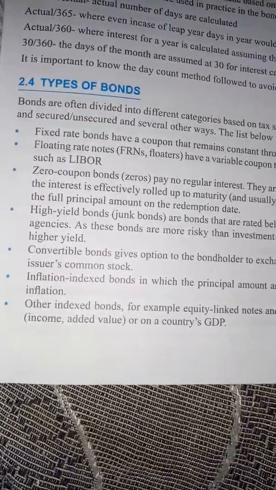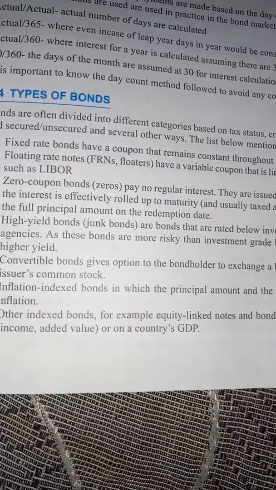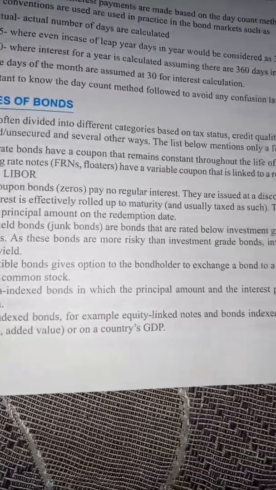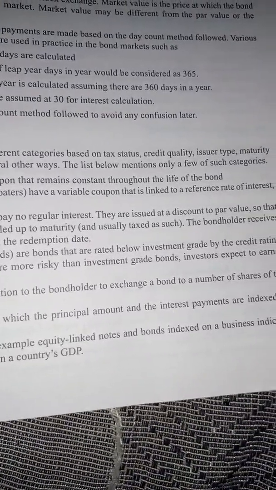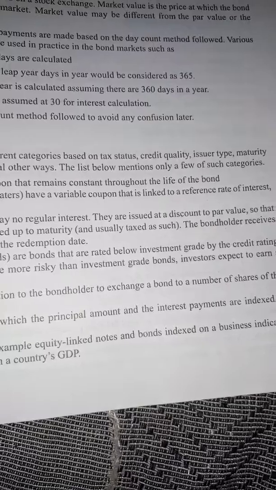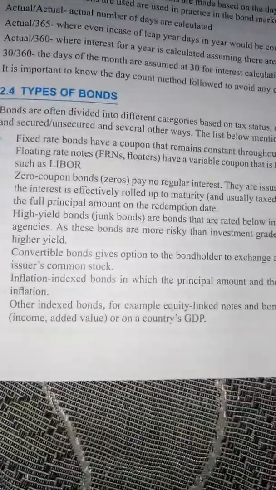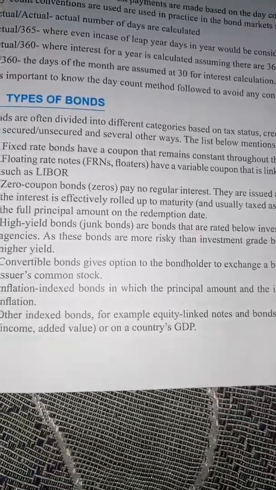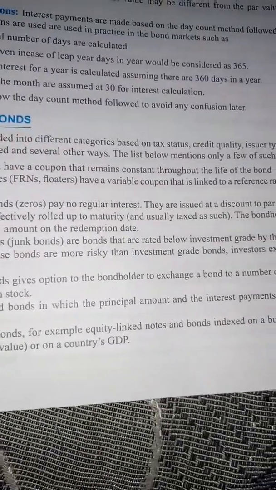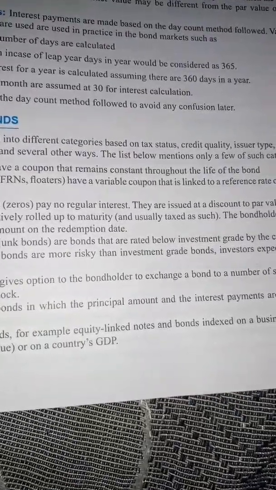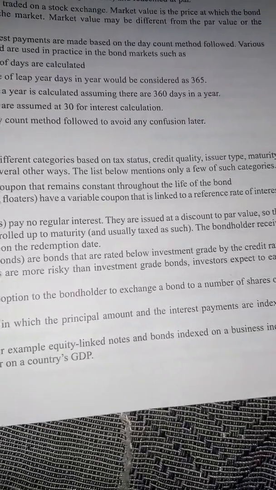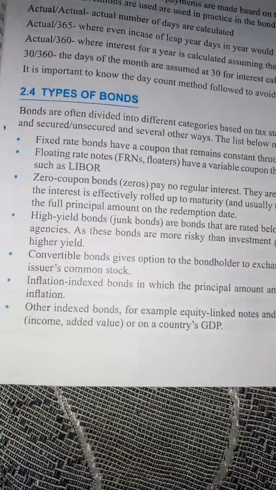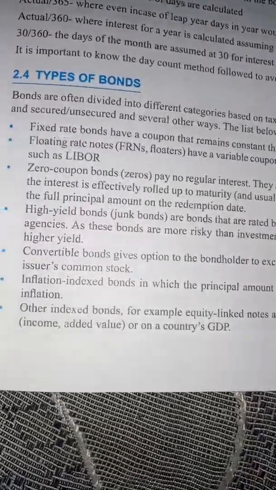Third, zero coupon bonds pay no regular interest. They are issued at a discount to par value so that the interest is effectively rolled up to maturity and usually taxed as such. The bondholder receives the full principal amount on the redemption date.